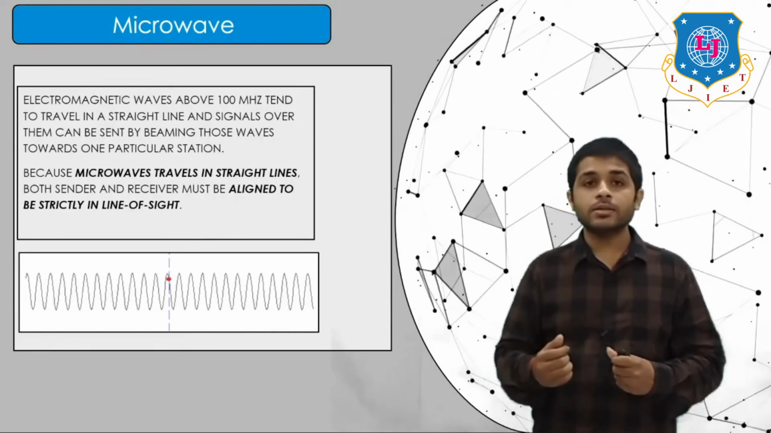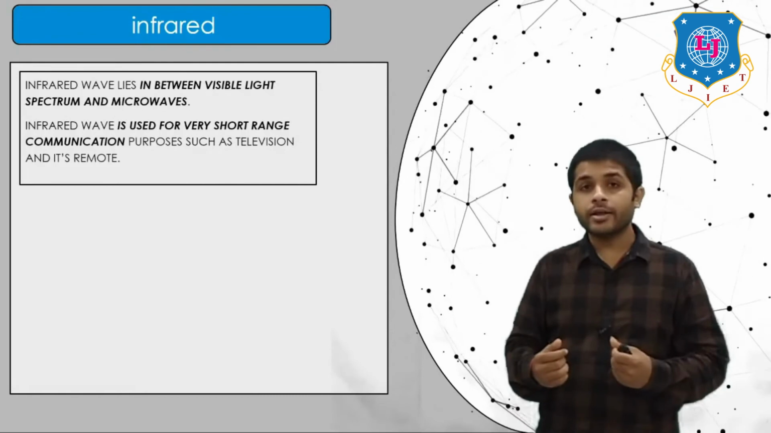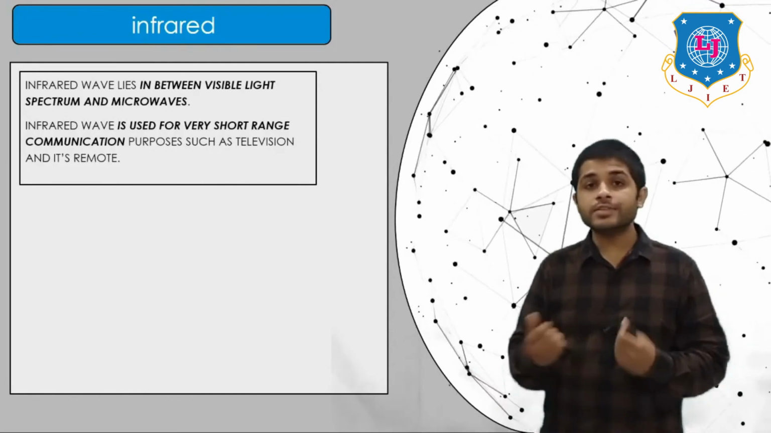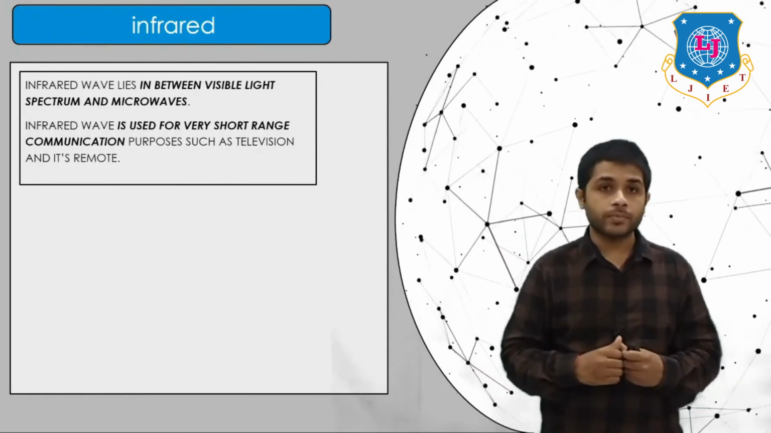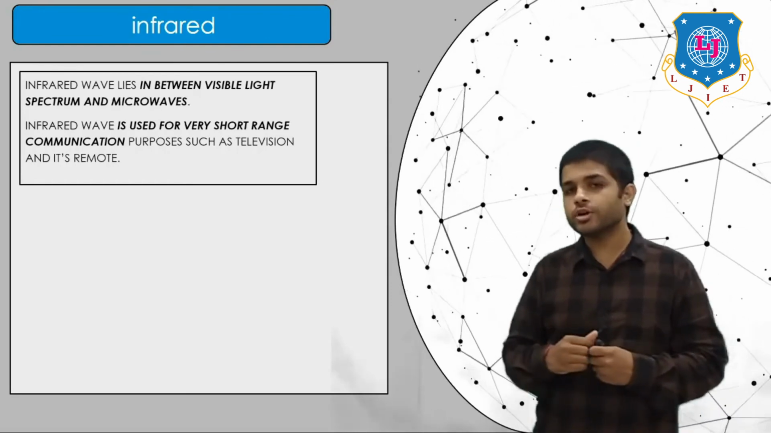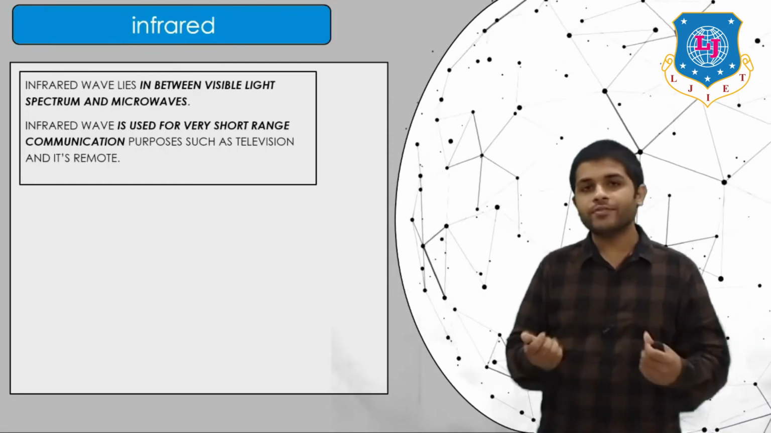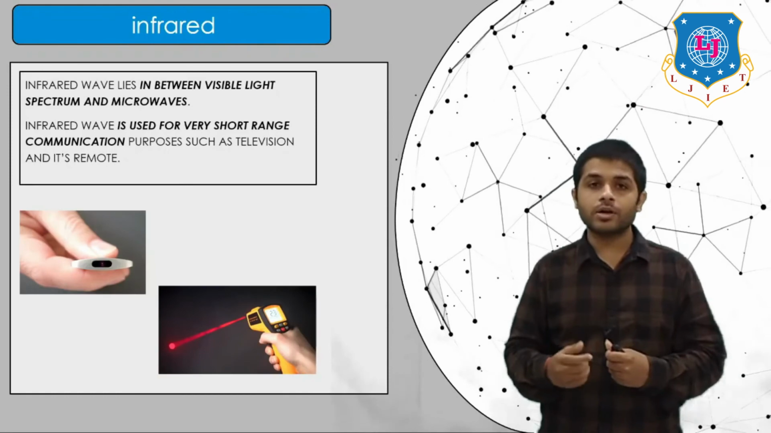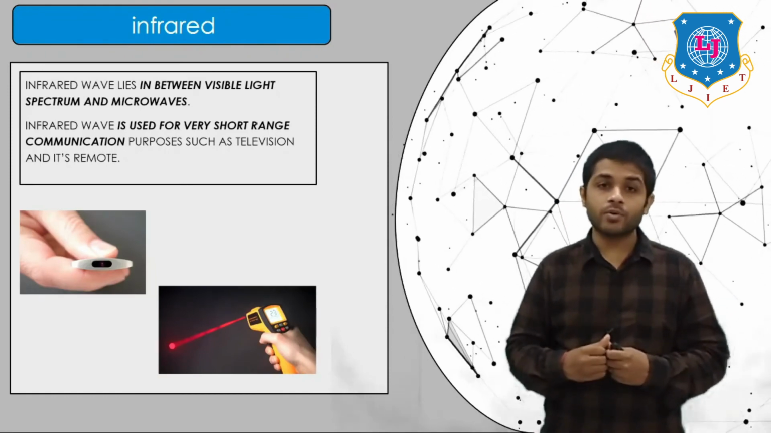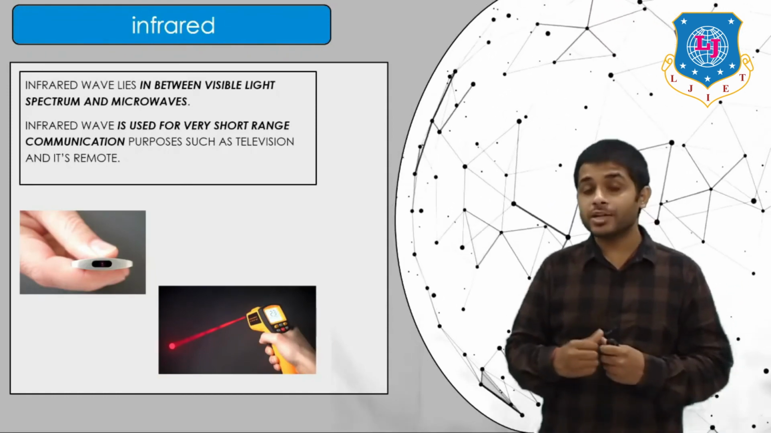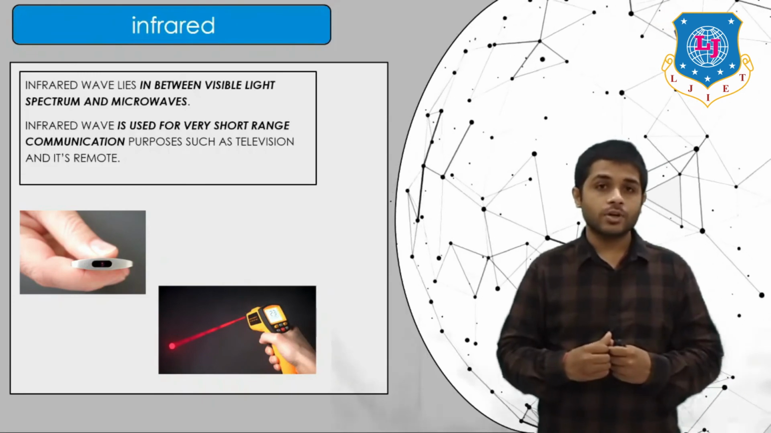And the last one is infrared, and infrared lies between the visible light spectrum and the microwave, and it is used for short range communication. So an infrared receiver can be found in your remote, or it can be found in a surface temperature measuring device.